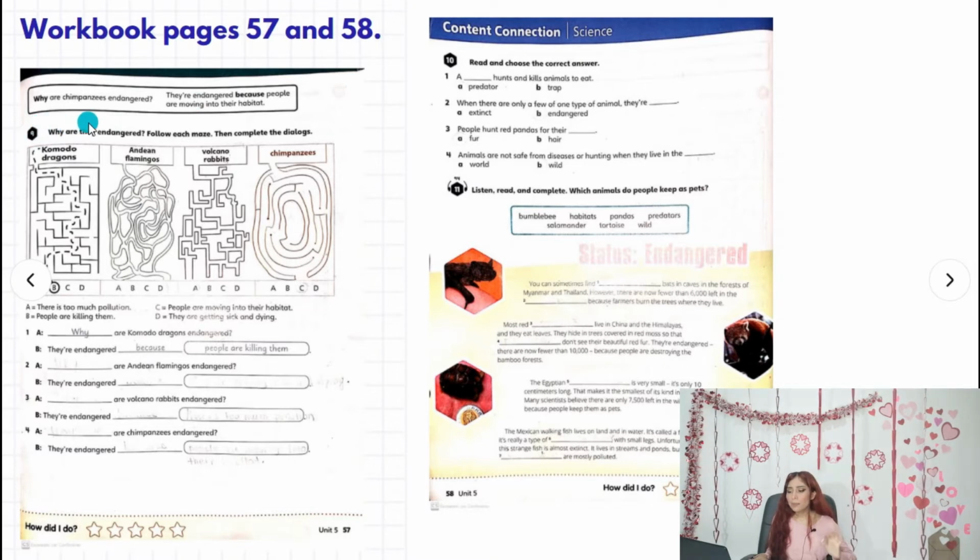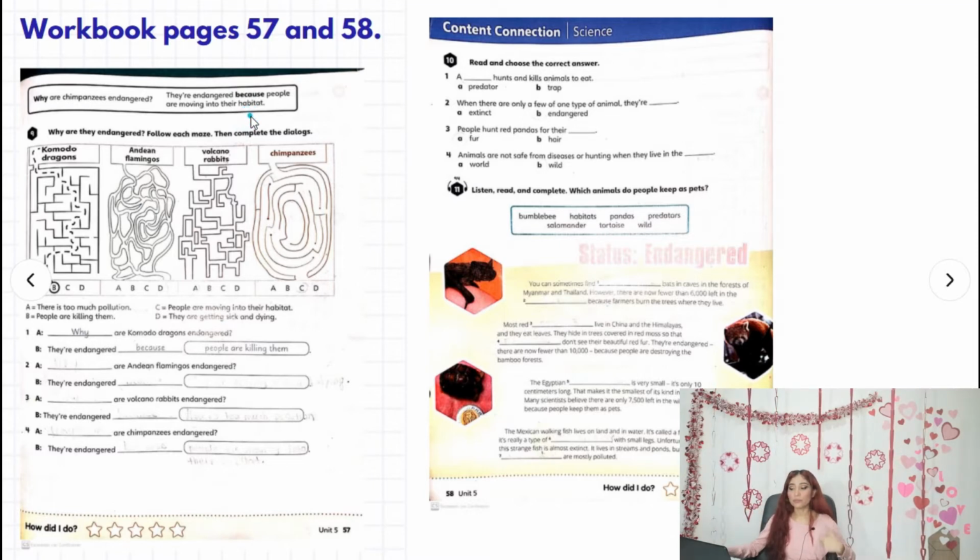"Why are chimpanzees in danger?" "They're in danger because people are moving into their habitat." Okay. So I was telling you that your answers always need to start with "because". In this case, it is not starting with "because"; they are telling us the whole sentence, like a long sentence. For example, "They are in danger because people are moving into their habitat."